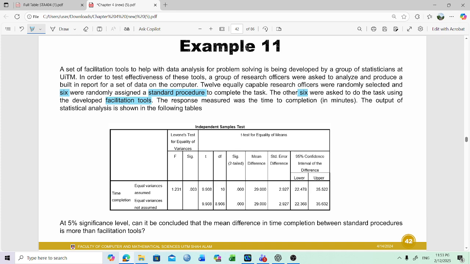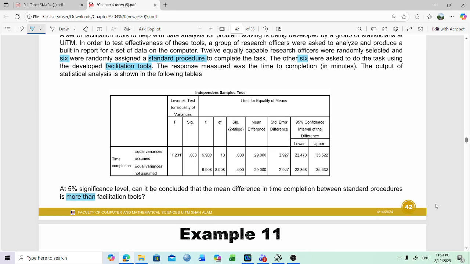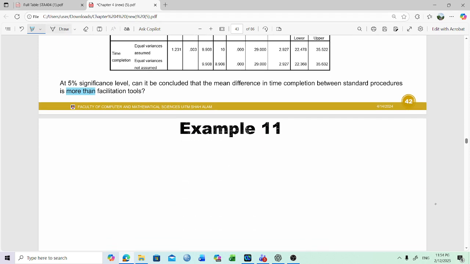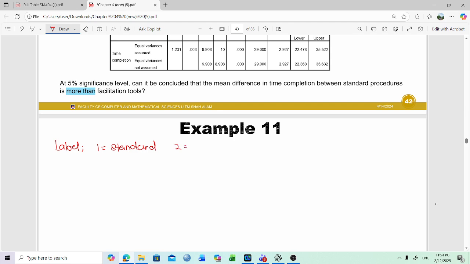So the question is, at 5% significance level, which 5% represents the alpha, can it be concluded that the mean difference in time completion between standard procedures is more than facilitation tools? Of course, I will start with the label first. I will label. So 1 is for the standard procedure, and number 2 represents the facilitation.